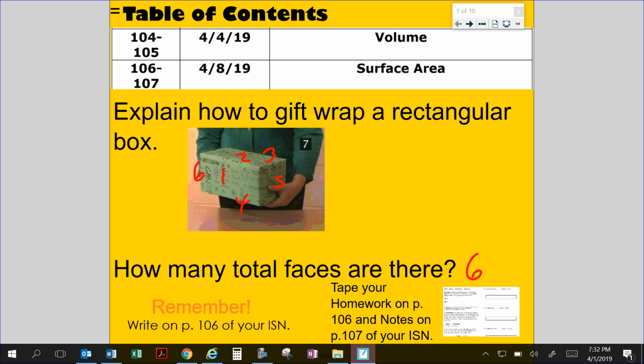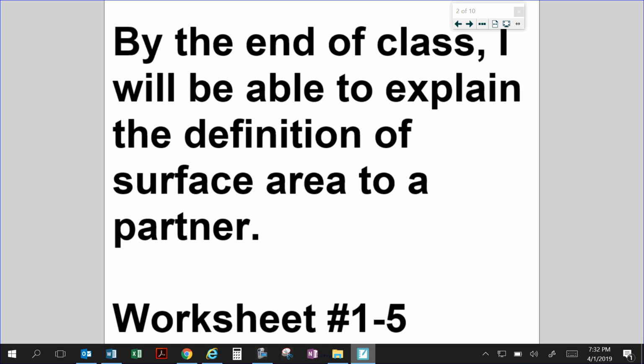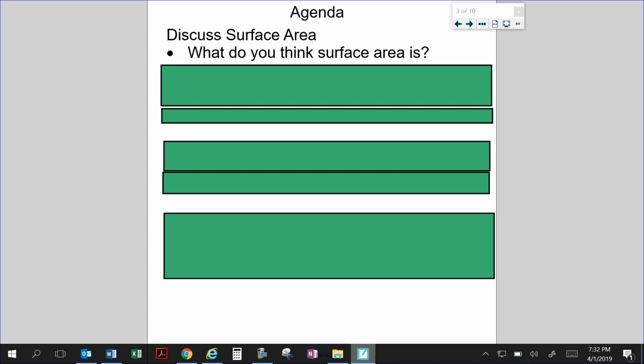So what we're going to be talking about today is something called surface area. Surface area is the area that covers up something. For example, if you have a box and you wrap it up with gift paper, that is called surface area. By the end of the class, I'll be able to explain the definition of surface area to a partner. So discuss surface area. What do you think surface area is?